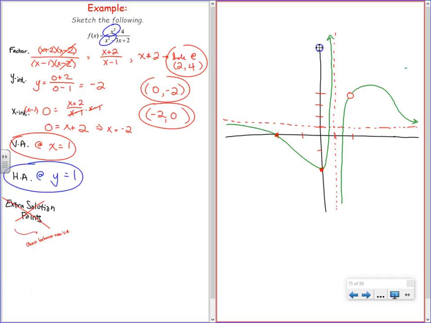Vertical asymptotes come from domain restrictions. Vertical asymptotes come from places where the function cannot exist, possibly cannot be there. Vertical asymptotes.